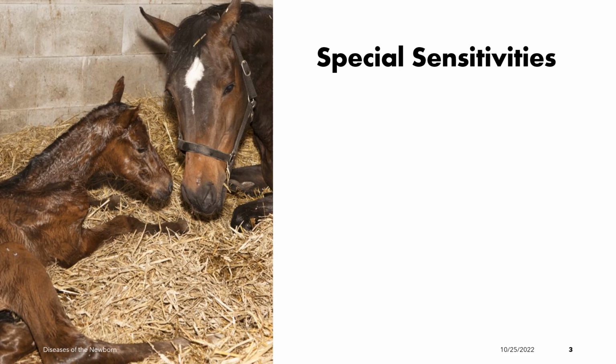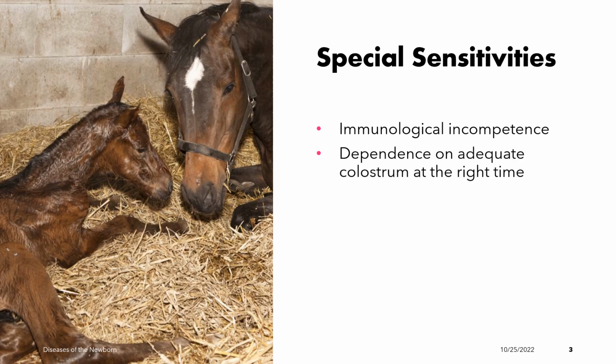So these are the special sensitivities of the newborn animals. Of course, the newborn animals are considered to be immunologically incompetent as compared to their adult counterpart. It would take a few days, depending on the species, before their immune system will be fully developed. Newborn animals also are dependent on adequate colostrum at the right time. So there is a time wherein this colostrum will be available, and the newborn animals must be able to suck the colostrum in order to develop its immunity.